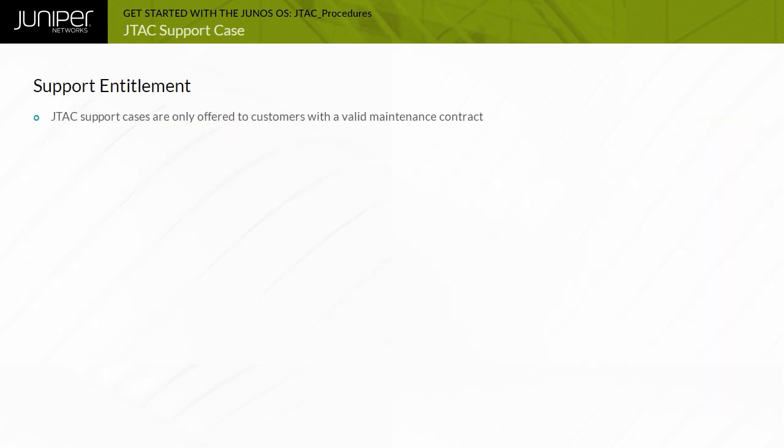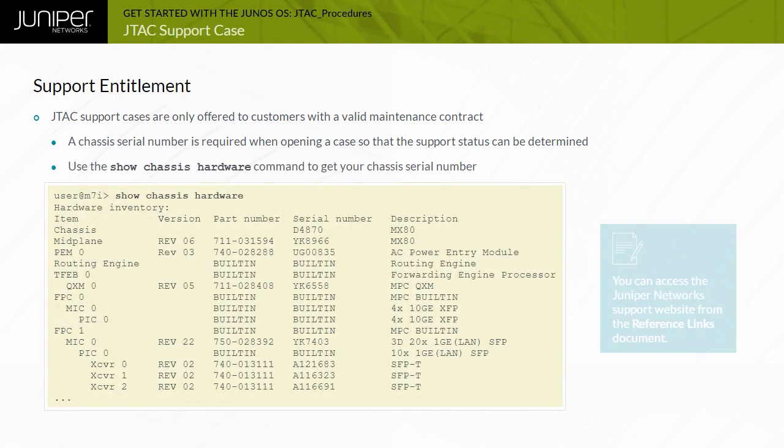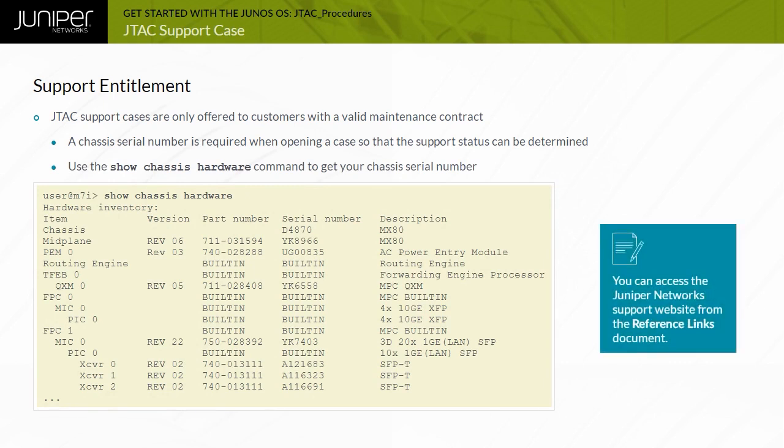Juniper Networks offers support only to customers with valid maintenance contracts, and customers must provide a chassis serial number when opening a support case so that their support status can be verified. Use the show chassis hardware command to get your chassis serial number. Note that you can access the Juniper Network support website from the reference links document.